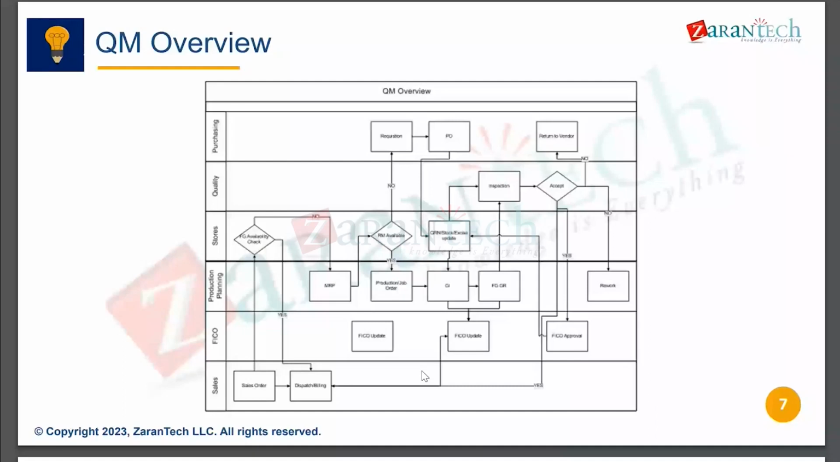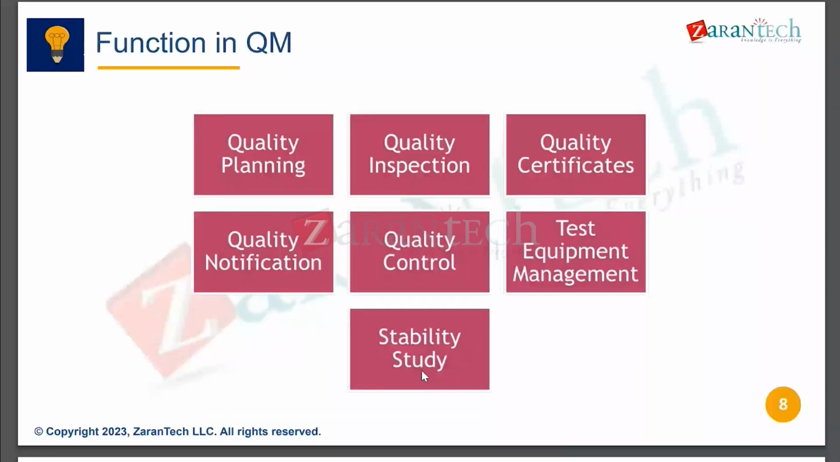Okay, so these are the different functions in QM. Quality planning, where you will define your master data and how you need to plan for a particular product. And quality inspection, how you need to inspect. We have different stages like incoming material inspection, finished goods inspection, delivery inspections, and if there are any ad hoc inspections, those kinds of inspections will happen in the quality inspection phase.